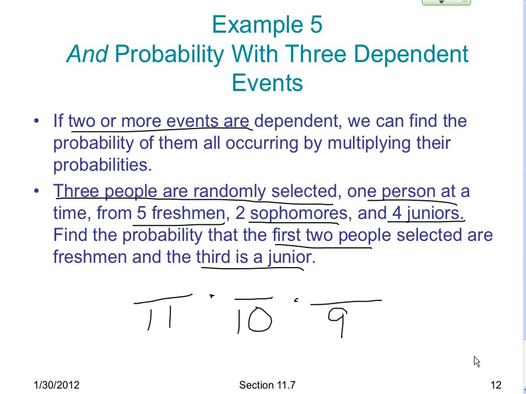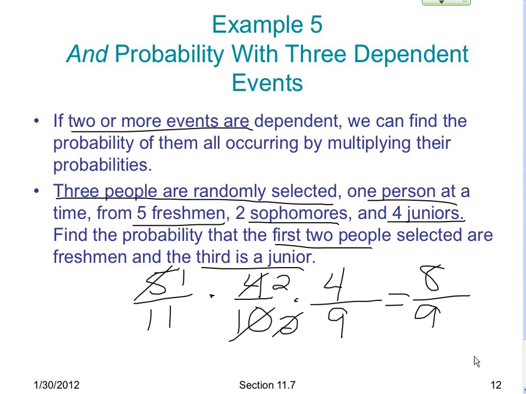The first person has to be a freshman. So we started out with 5 freshmen. Then one of the freshmen is chosen. So now we're down to 4 freshmen. The third one has to be a junior. Well, we've still got 4 juniors in the mix. So 5 elevenths times 4 tenths times 4 ninths. And you multiply that, and remember you multiply the tops, you multiply the bottoms. 2 goes into 4 twice, and I'm seeing 8 over 99.